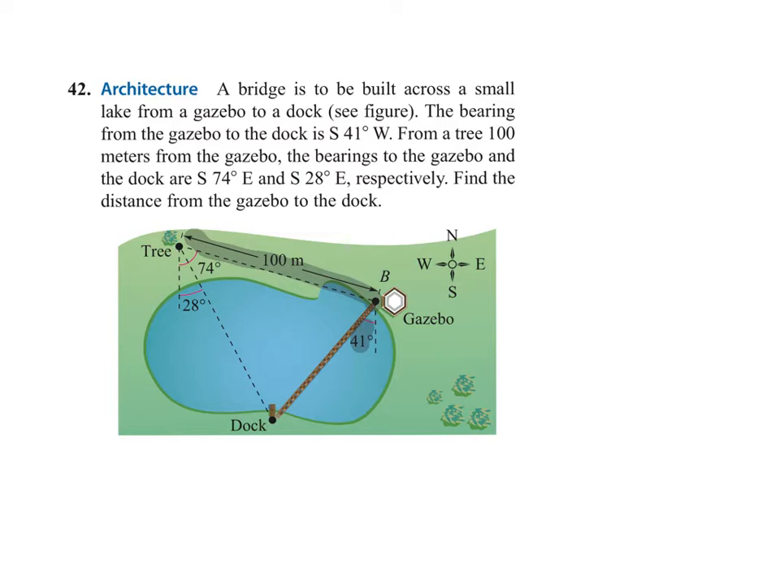from. The bearings to the gazebo and to the dock are south 74 degrees east and south 28 degrees east, respectively. So it's saying in that order, right? So it says from the tree to the gazebo is south 74 degrees east, which is where that one comes from. And then to the dock would be south 28 degrees east, which is where that measurement comes from. Find the distance from the gazebo to the dock. So I'm looking for this measurement here.